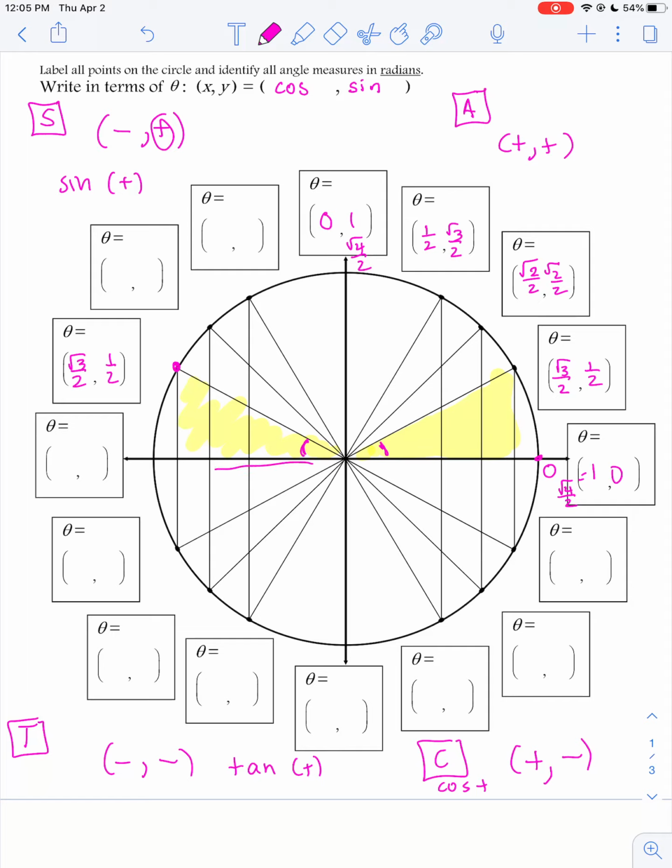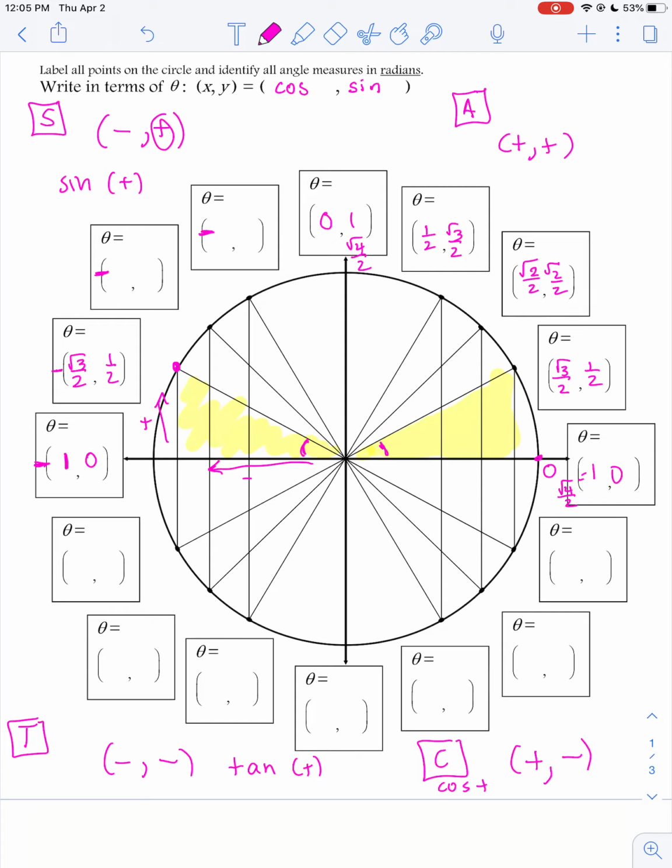This coordinate point has a negative x value and a positive y value. So my x would be negative, my y would be positive. That's true of everything in the second quadrant. So I'm going to go ahead and put a negative on all the x coordinates, with 180 degrees being the coordinate point negative 1, 0.